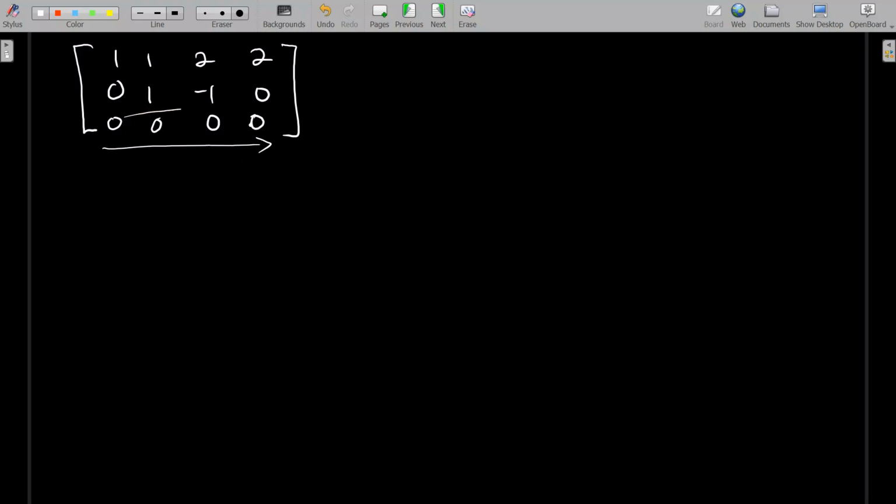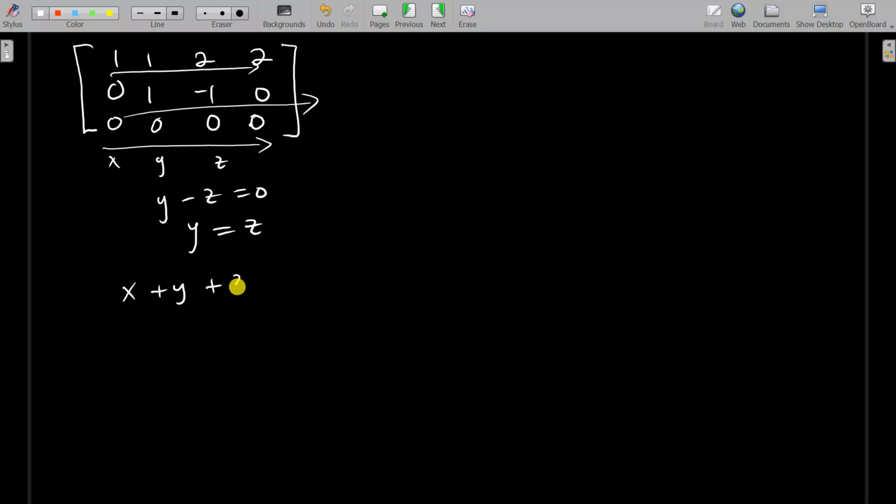Alright, so now I'm not going to do the last row. From the second row, with x, y, z here, I'm going to have y minus z equal to 0, so y is equal to z. And then in the first row, I have x plus y plus 2z equal to 2, and that means x plus 2z, because y is z, is equal to 2, and x will be equal to 2 minus 2z.